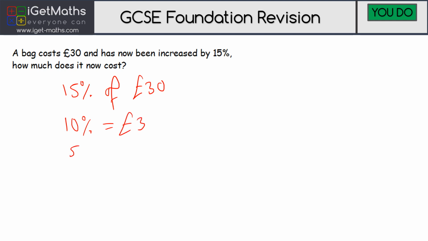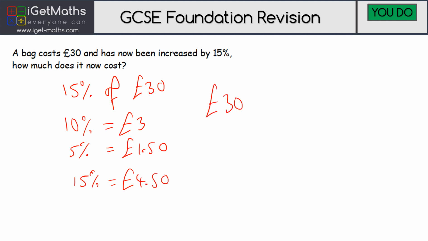Therefore, 5% is going to be half of that. So that would be £1.50. £1.50 plus £3 altogether is £4.50. So 15% is £4.50. And we're going to add £30 and £4.50. That now gives us a total of £34 and 50 pence for our new cost after the increase.